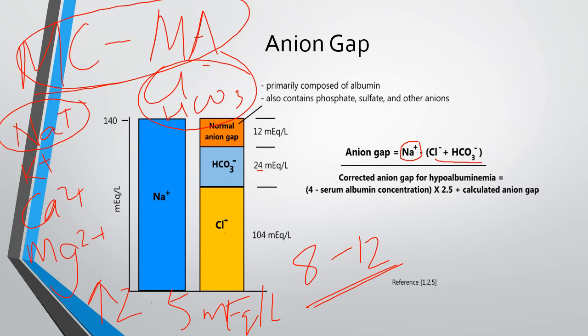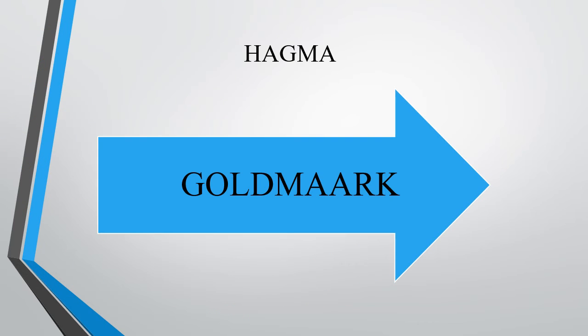Next, we'll be discussing causes of metabolic acidosis. It can be divided into high anion gap metabolic acidosis and normal anion gap metabolic acidosis based on the value of the anion gap. First, high anion gap metabolic acidosis. What are the causes? There's a mnemonic called GOLDMARK. There are other mnemonics, like CUPS MILE, but I personally find this one easy to use. So what is GOLDMARK?